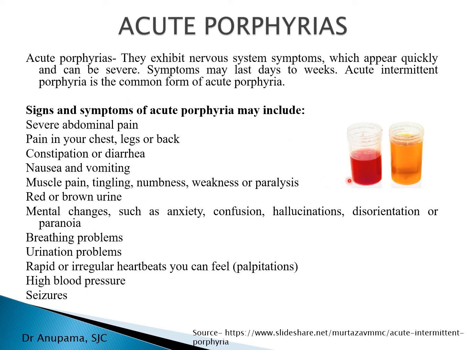The signs and symptoms of acute porphyrias may include abdominal pain, pain in the chest, legs, back, constipation or diarrhea, nausea and vomiting, muscle pain, tingling, numbness, weakness or paralysis, and red or brown urine like this, mental changes such as anxiety, confusion, hallucinations, disorientation or paranoia, and breathing problems, urination problems, rapid or irregular heartbeats, palpitations, high blood pressure, seizures. All these are the symptoms of acute porphyrias.